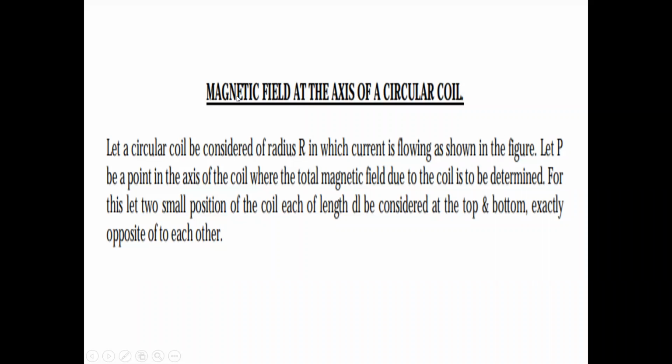Today, I would like to discuss the magnetic field intensity at the axis of a circular coil. In the last class, we discussed the magnetic field intensity due to a current carrying conductor, a straight current carrying filament. Now, in this session, we discuss the magnetic field intensity at the axis of a circular coil. Let us discuss the figure.